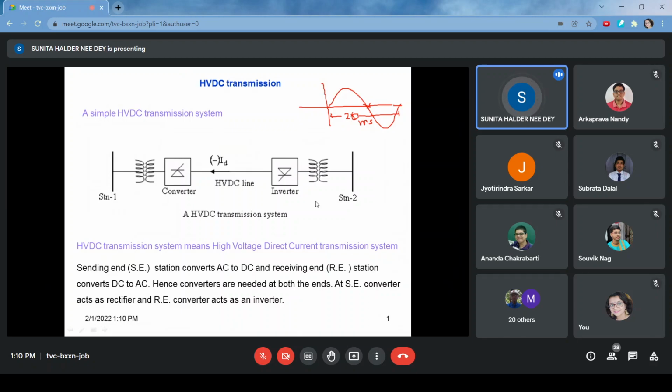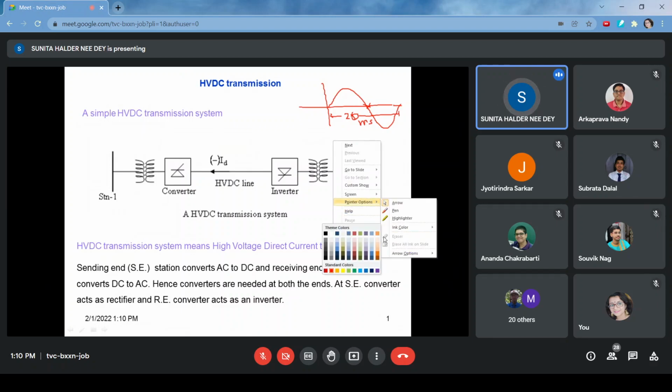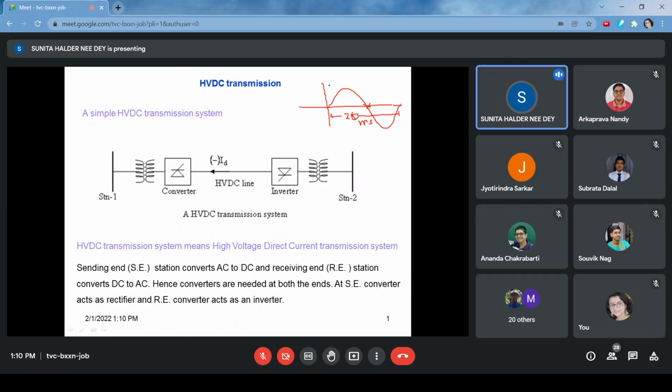But HVDC transmission also has limitations. For DC, the current is steady. So for the same thing, if the current is DC, then the current is steady, right? So there is no zero crossing. So during the fault, the current will be further higher than this value.